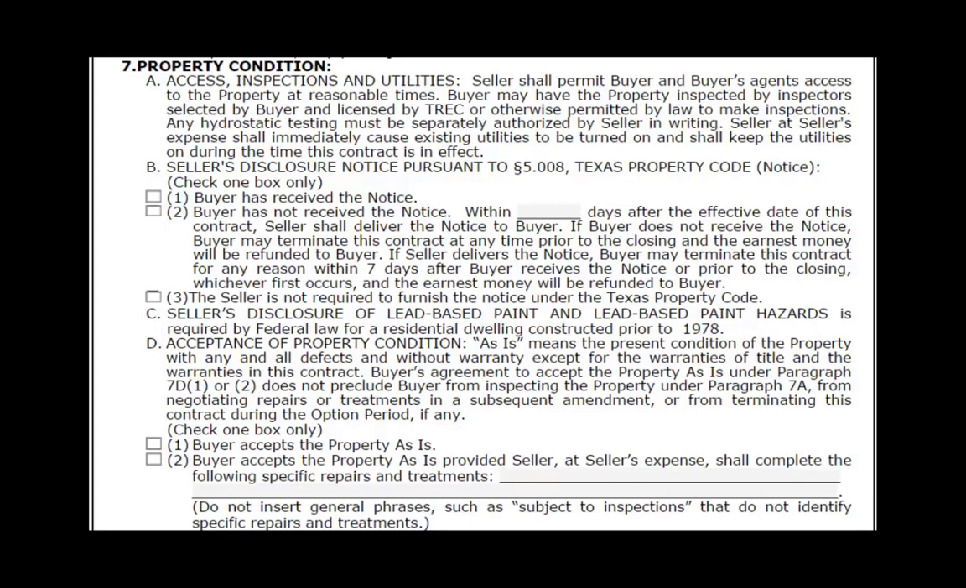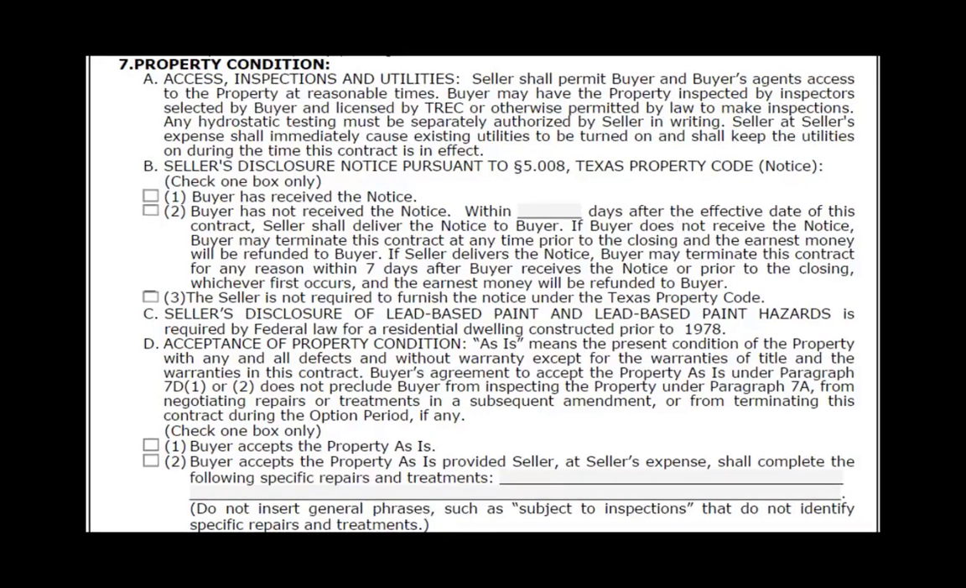The seller must let the buyer in the door at reasonable times. The buyer may have the property inspected. The seller must immediately turn on the utilities, and the utilities must remain on until the deal's closed. TREC amended paragraph 7A to say this: any hydrostatic testing must be separately authorized by the seller in writing. So everything else in this paragraph stays exactly the same.